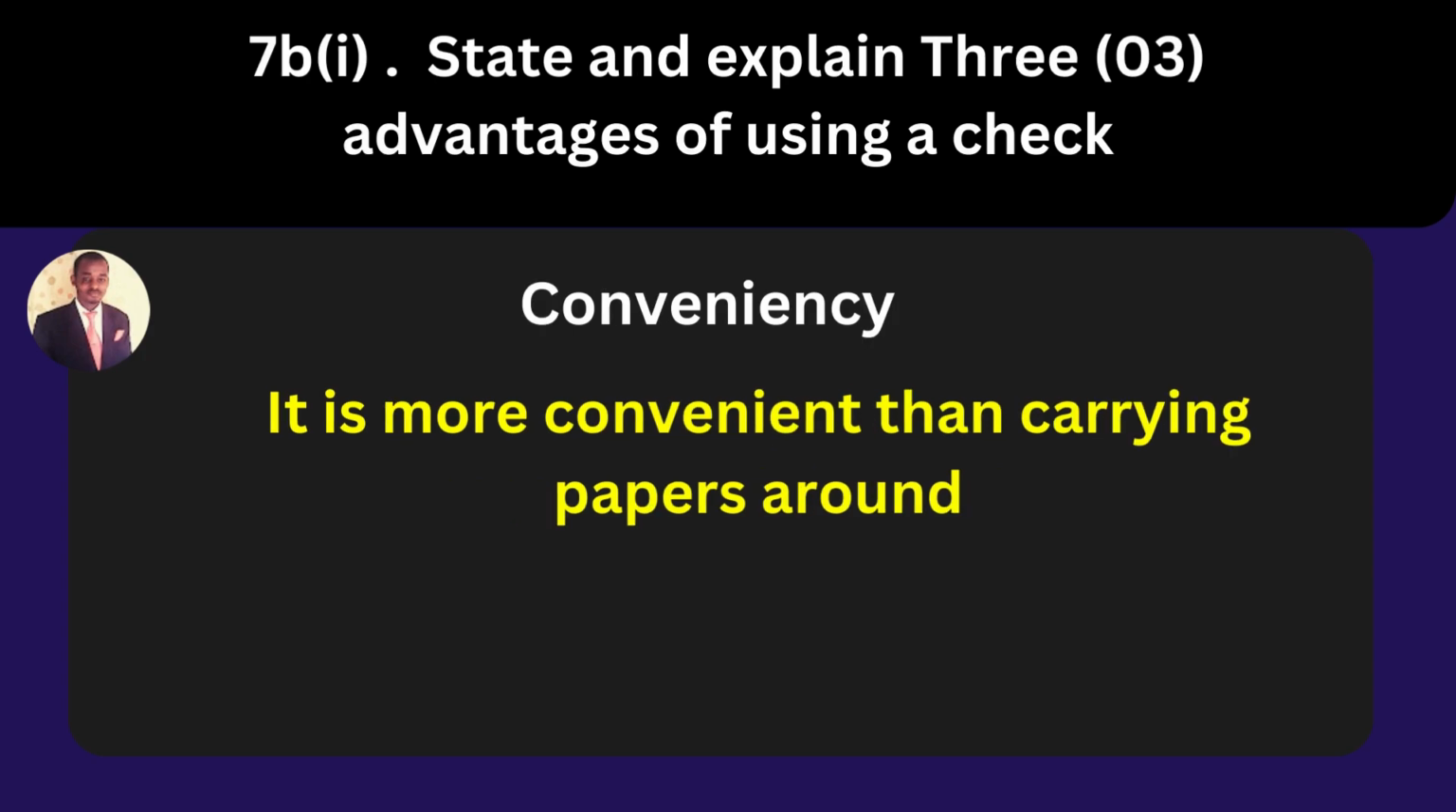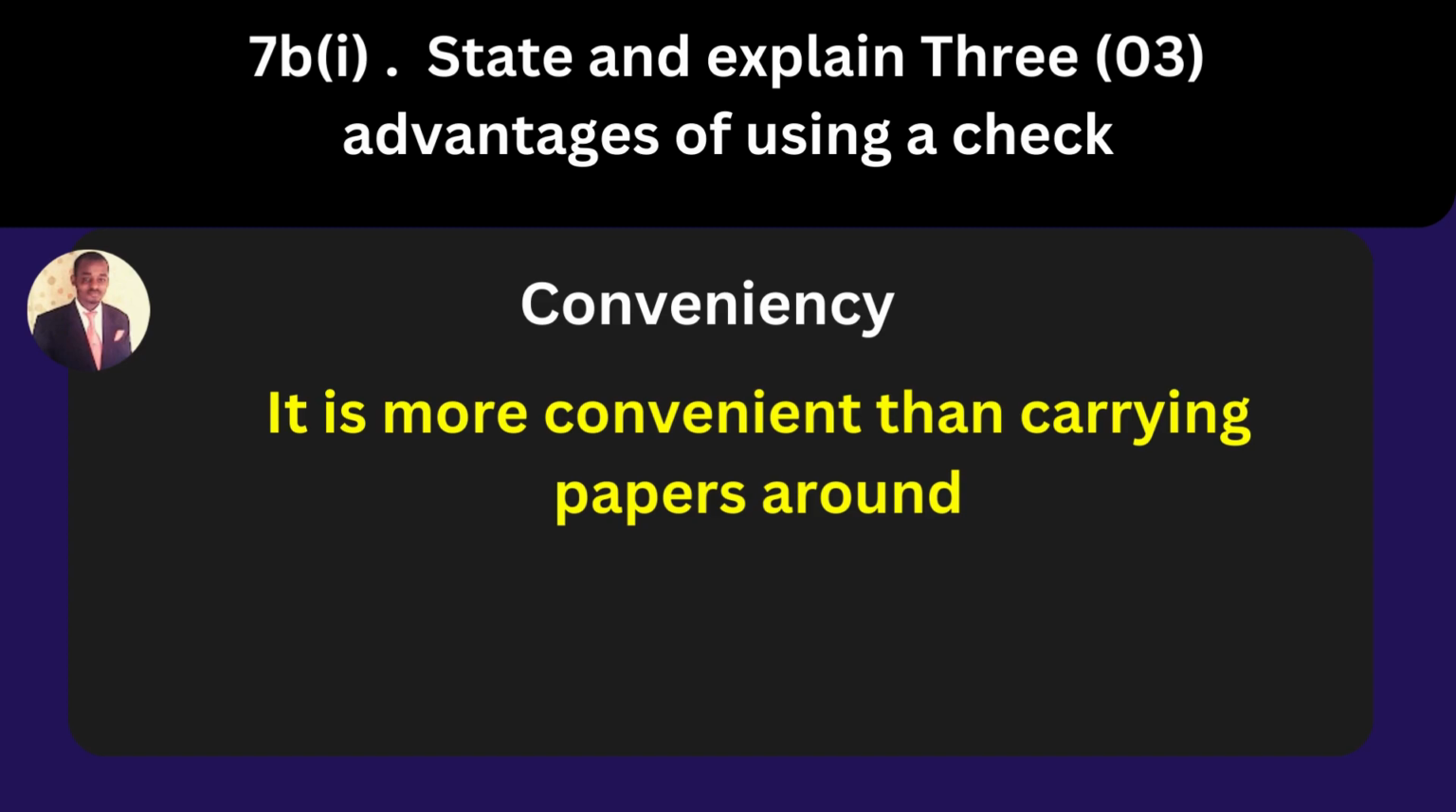The next question, 7bi, says state and explain three advantages of using a check. So what are the 3 advantages of using a check? Number 1, it is more convenient than carrying papers around. So checks are more convenient than working with papers all around, paper money, right? So you can have your little bit of check.